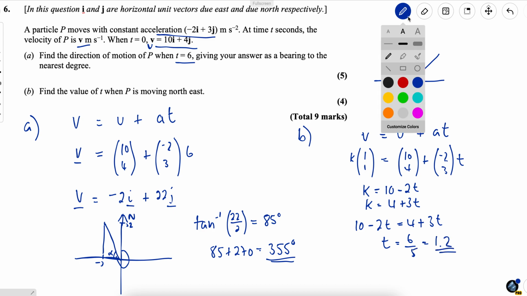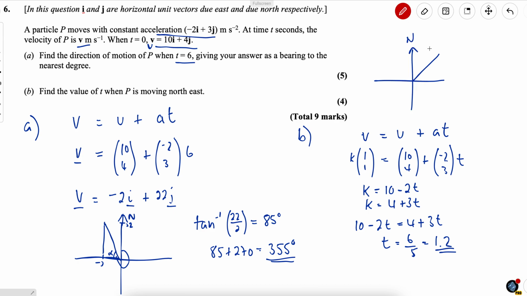Marks wise on this question. There's a method mark for clear use of v equals u plus at. There's an accuracy mark for finding the vector v. There's a method mark for using tan with the positive value, and an accuracy mark for finding 85, and then a further accuracy mark for adding that to find the bearing.